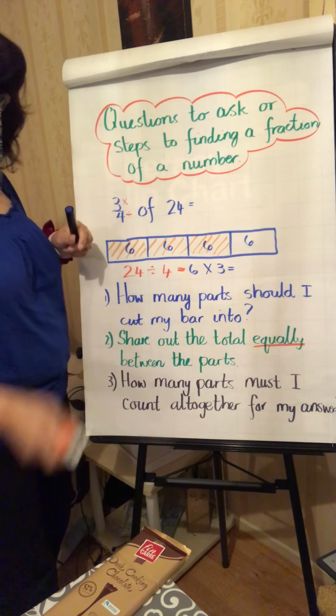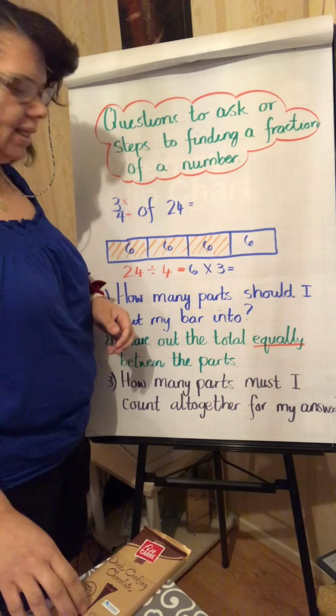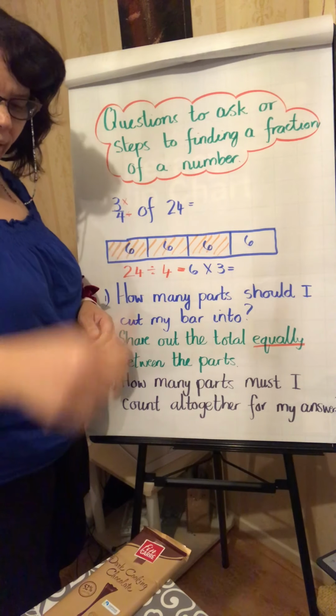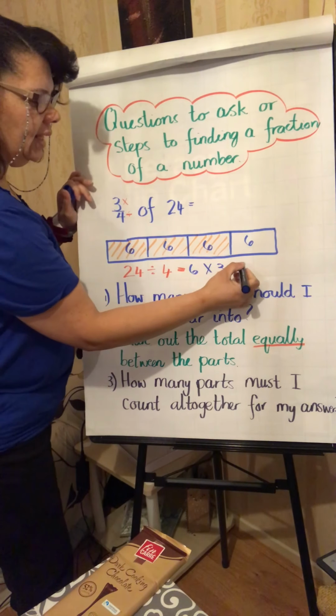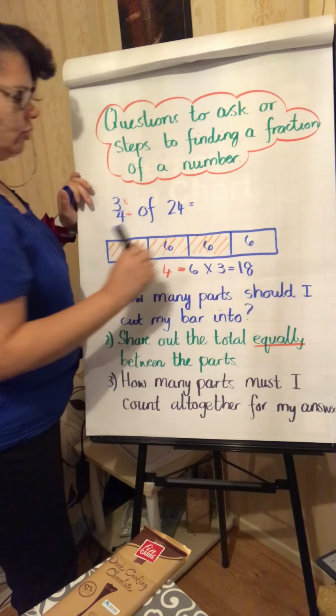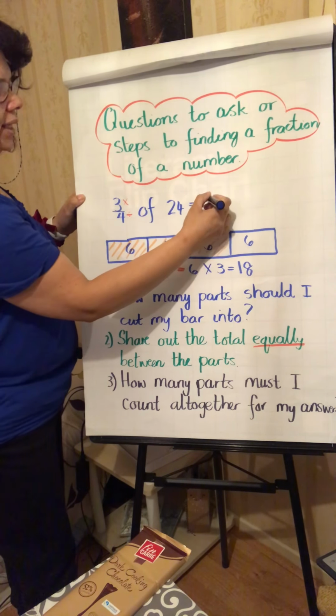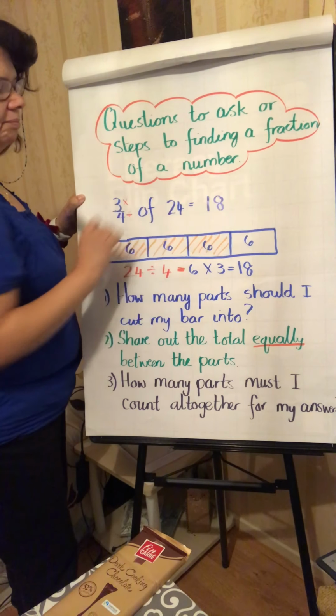So what is 6 times 3? Let's count in sixes. 6, 12, 18. Well done. So 6 times 3 is 18. So now we know that 3/4 of 24 is equal to 18.